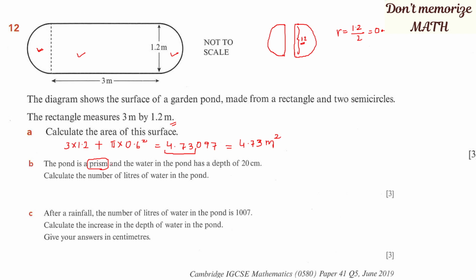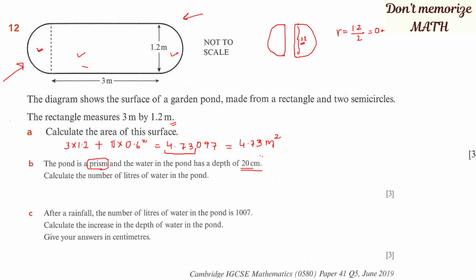The pond is a prism and the water in the pond has depth 20 centimeter. Okay, so calculate the number of liters of water in the pond. So you have to keep in mind how the pond is. Pond means the top and bottom is the same shape, this shape. Okay, this shape is bottom and top. So it is extended because it has depth or height. So it has extended the depth, you have 20 centimeter.